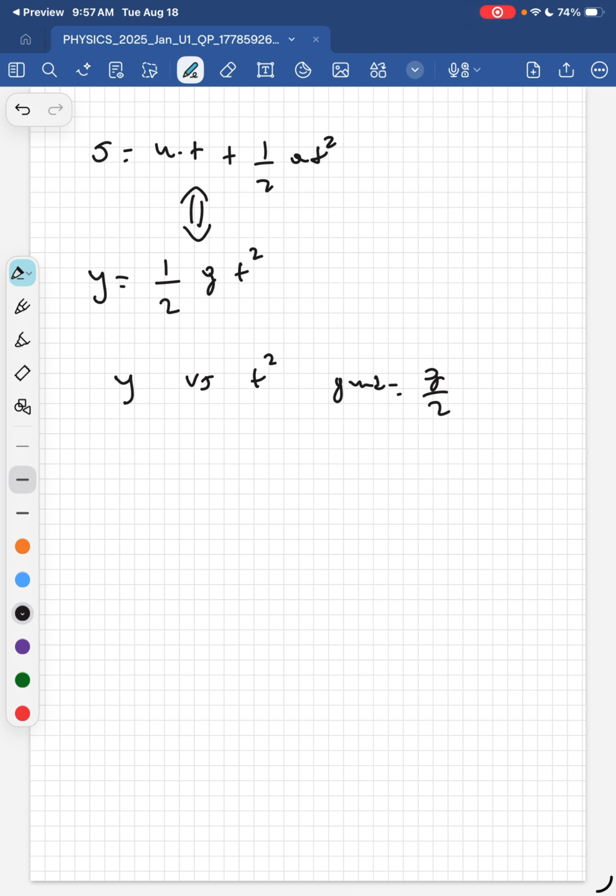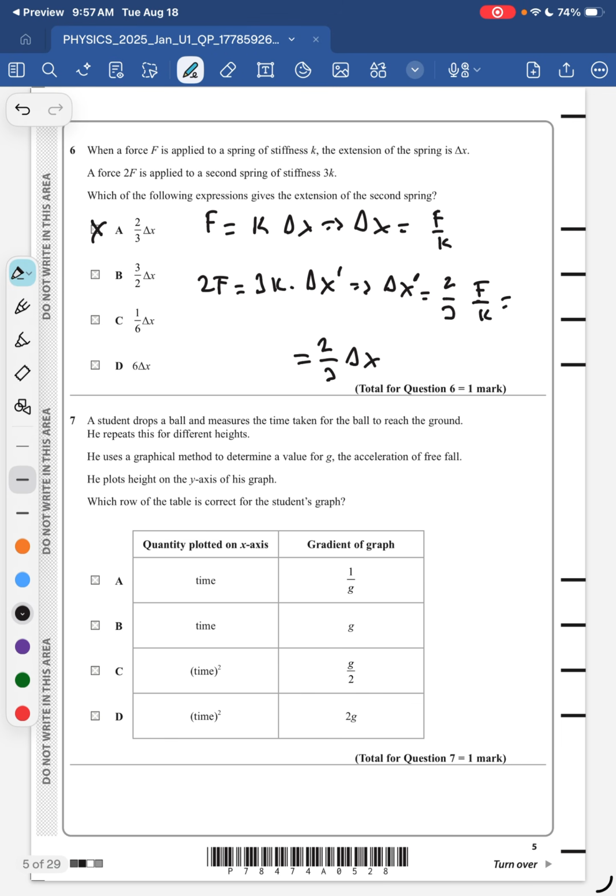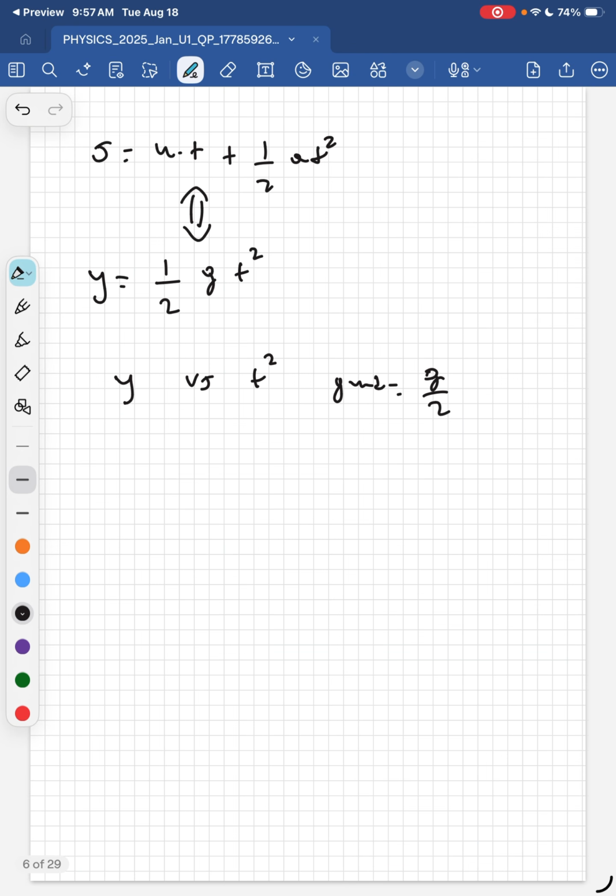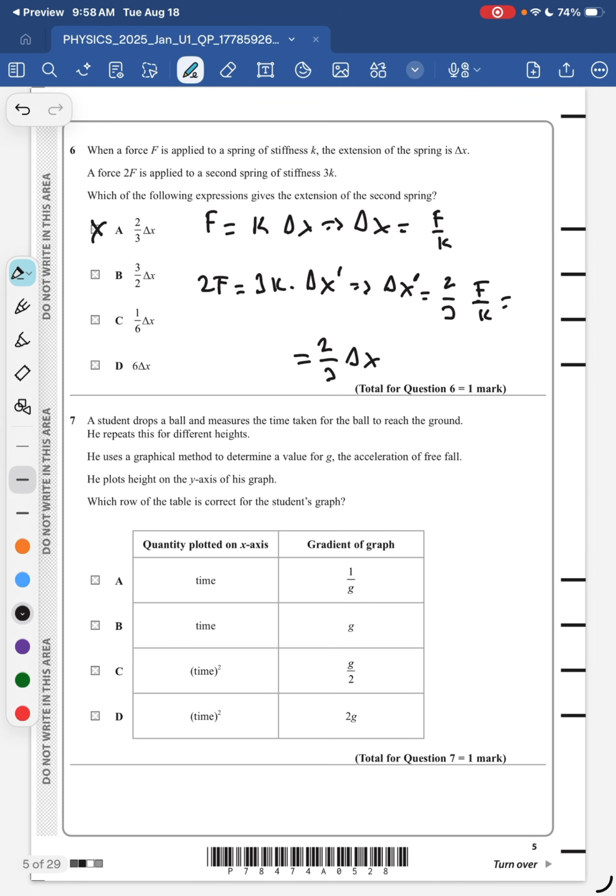You can also plot 2y versus t squared, and in that case, the gradient will be g, but let's see what the options are. The quantity plotted on the x-axis is time, then the gradient of the graph will be 1 over g. That's not supported by this equation, because if we plot t on the y-axis, then we will have a relationship of the form t is the square root of 2y over g, so that doesn't work, okay? Same with B, it doesn't work.